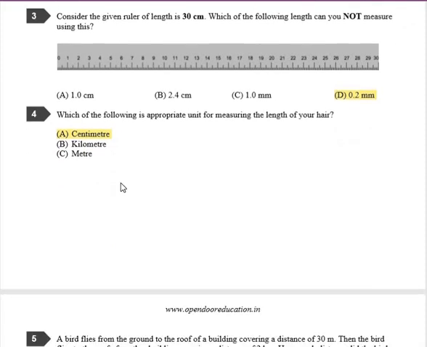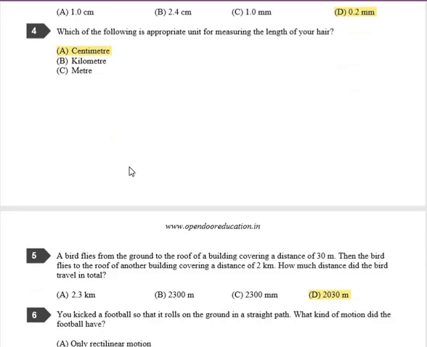Now coming to question number 4. Which of the following is an appropriate unit for measuring the length of hair? The length of hair is not too long, so we have to use a smaller unit. So the answer will be centimeter. Most appropriate will be centimeter. It cannot be kilometer or meter, as those are used for measuring a longer distance or longer length. So that's why the most appropriate answer will be centimeter.